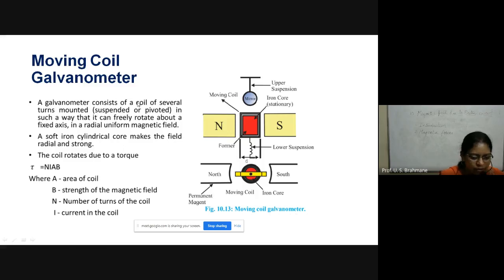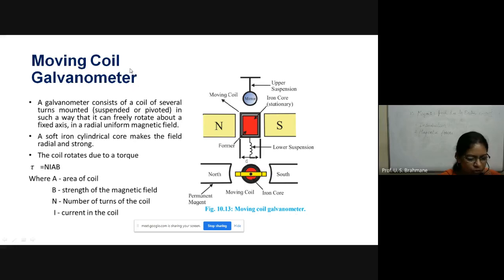So we can see that we have seen the torque, and now the same principle will be applied for the moving coil galvanometer. So the torque tau is equal to NIAB. So we are going to see what is the moving coil galvanometer.